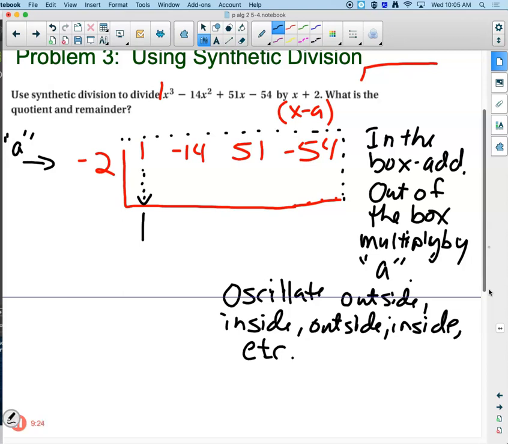When you're outside the box, you multiply by a. 1 times negative 2 is negative 2. Now I have to go inside the box. Now I add because I'm inside the box. And I'm back outside the box. And when you're outside the box, you have to multiply by a. So negative 16 times negative 2 is 32, and now I have to go inside the box. I'm inside the box, I have to add.